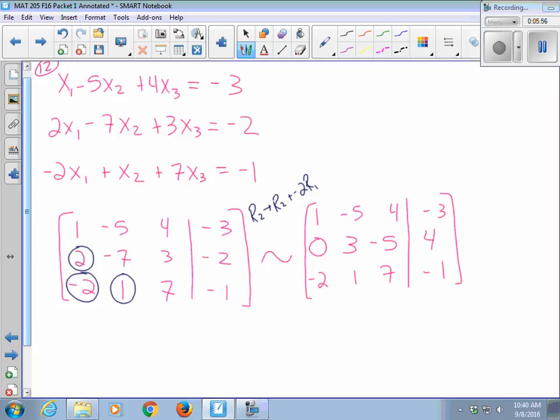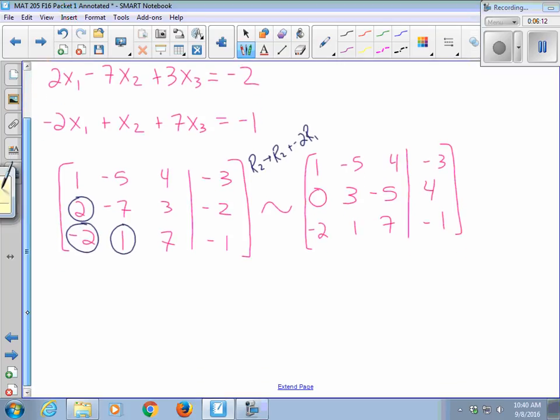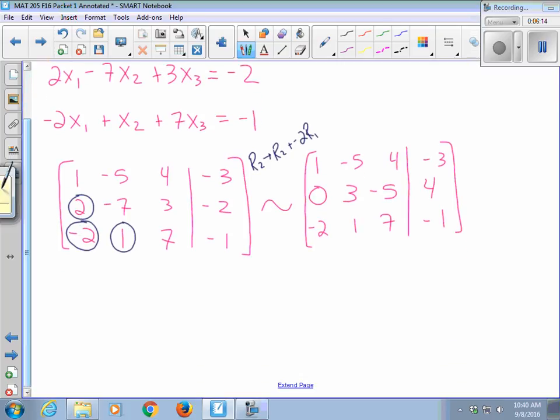Everybody see where that new second row comes from? If it's hard to do it in your head, just write down row 2 becomes row 2 plus -2 row 1, and write everything out, add them together, just put it off to the side. All right, so what's my next goal? What do I want to get rid of next? The -2. Yep, so we work column by column, trying to create a triangular matrix.